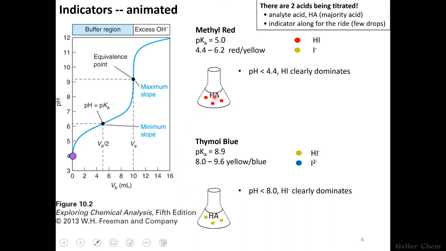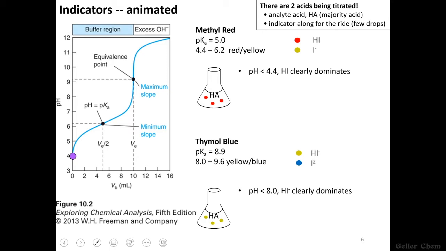But in one beaker, we've added 3 drops of this methyl red indicator, and in the other beaker, we've added 3 drops of thymol blue indicator. And so these indicators are along for the ride as the main acid is being titrated. Now let's focus on methyl red. Its acidic form is red, its basic form is yellow, and its pKa is 5.0.